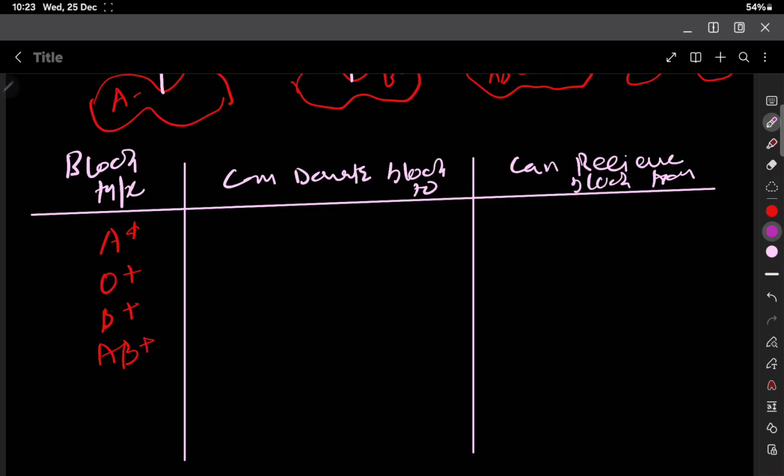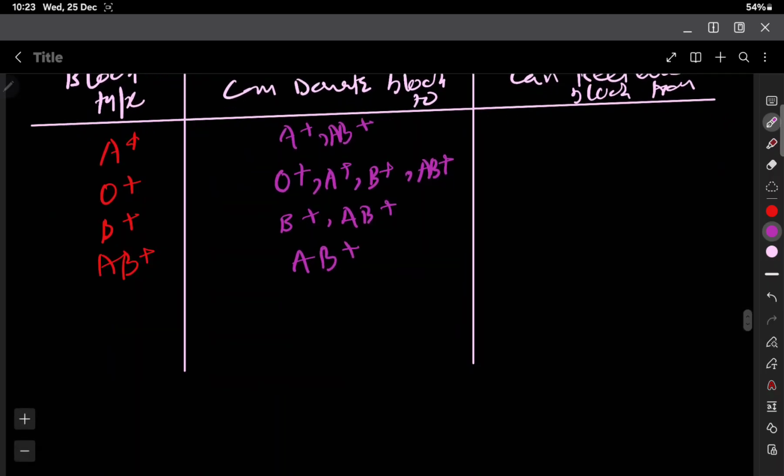A positive can donate blood to A positive and AB positive. Remember those antigens, because when we are donating blood, we consider the antigens. When we receive blood, we consider the antibodies. O positive can donate blood to O positive, A positive, B positive and AB positive. B positive can donate blood to B positive and AB positive. AB positive can donate blood to AB positive. Now we have the other 4: A negative, O negative, B negative and AB negative.